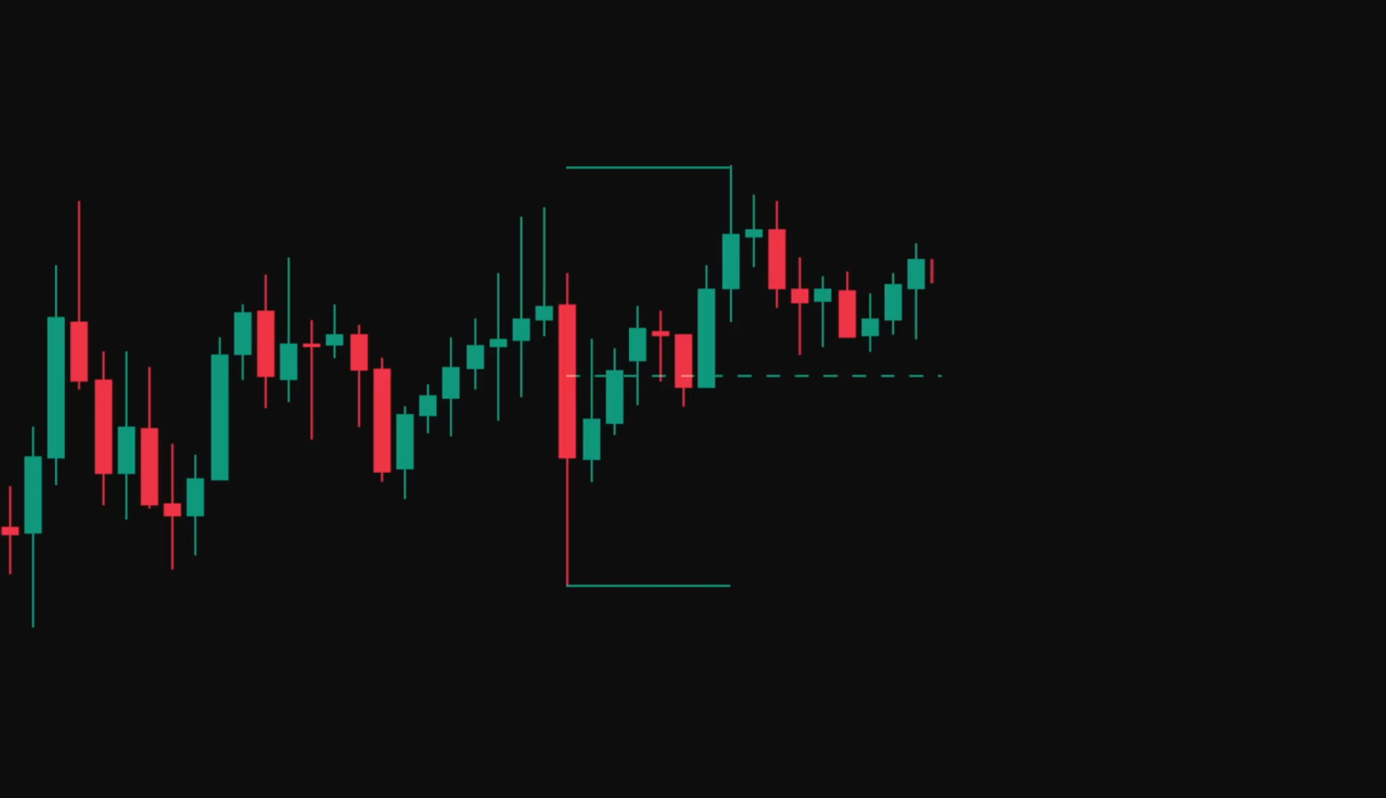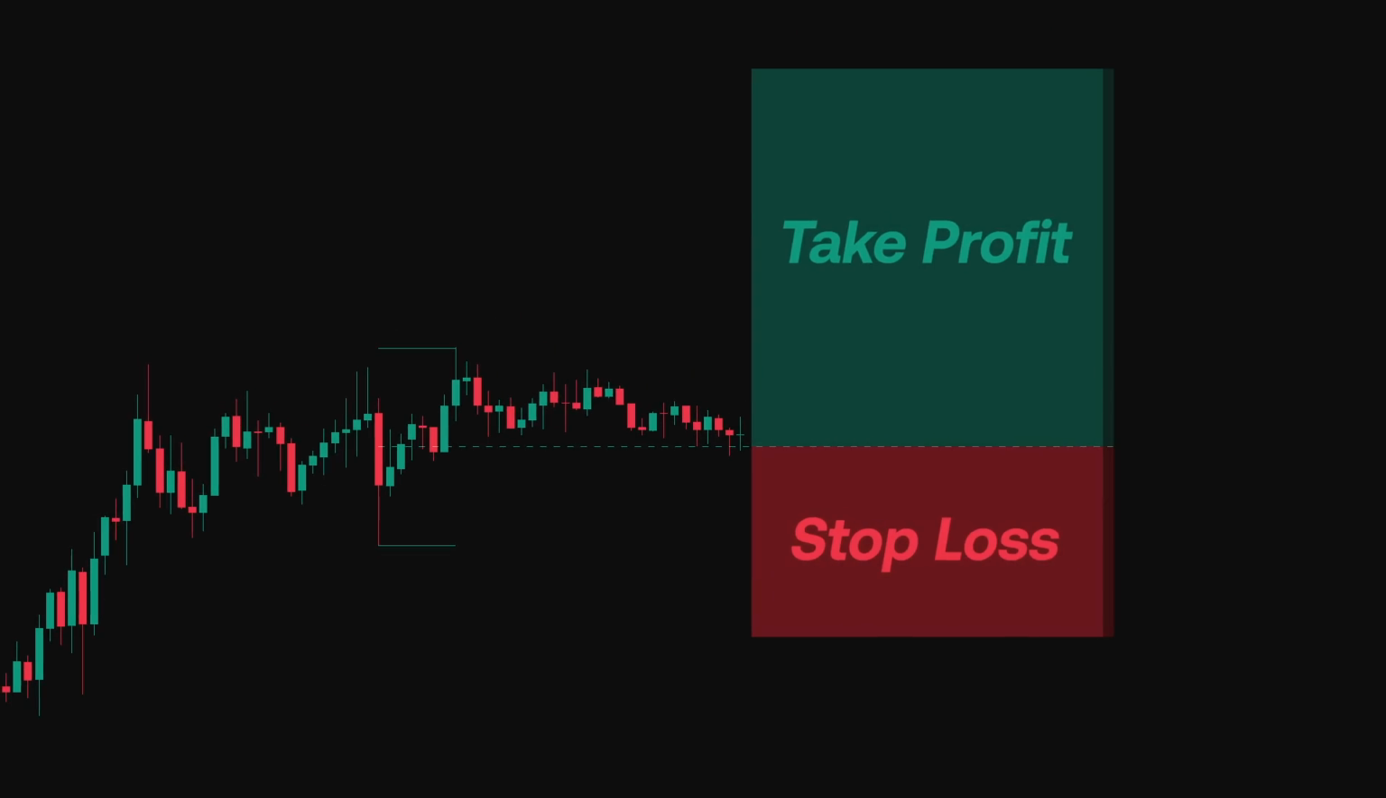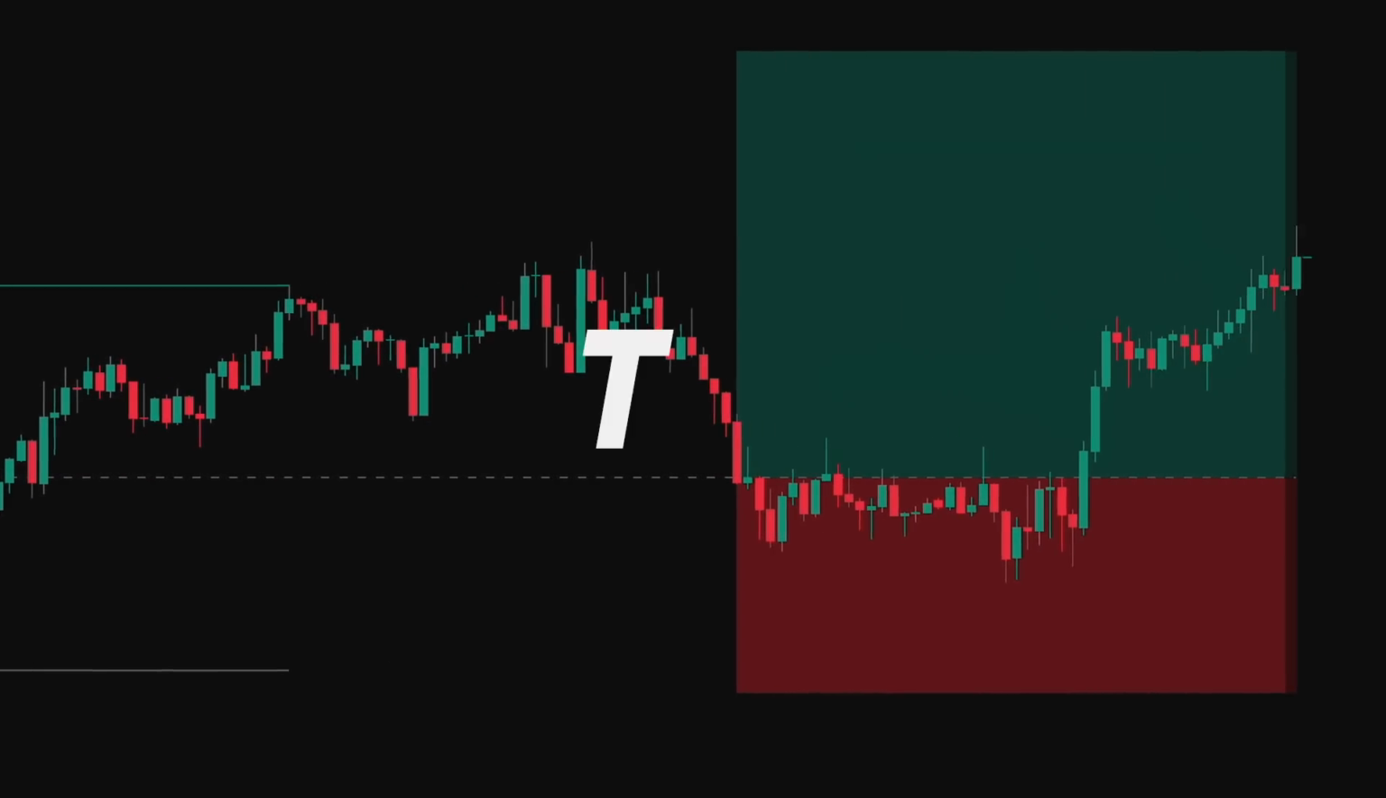This indicator doesn't just detect ranges, it clearly plots entry points, take profit, and stop loss levels for you, all in real time.